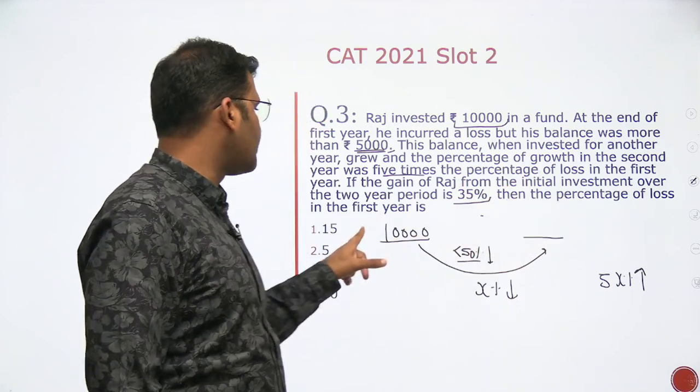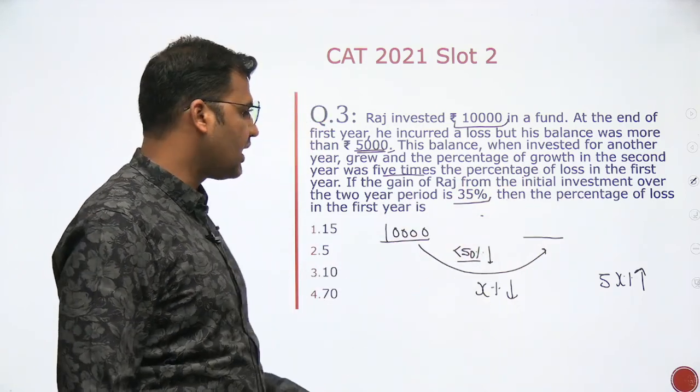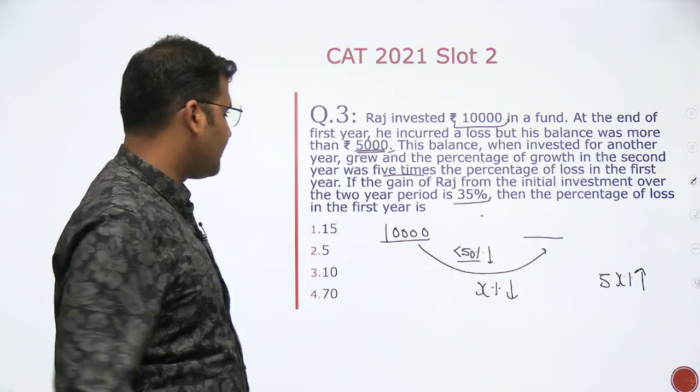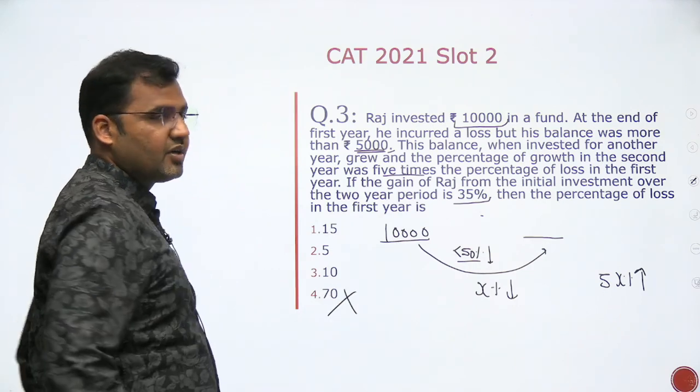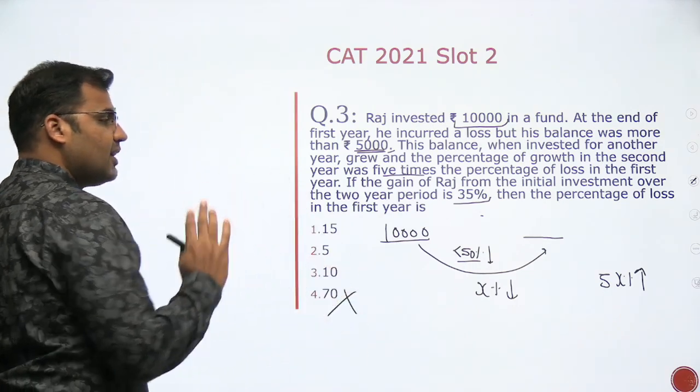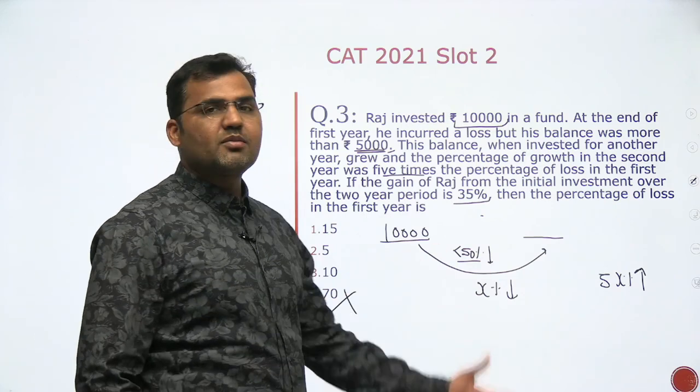Then the percentage of loss in the first year, basically I have to find the value of x. I know that x is less than 50, so this option is straight away eliminated, right? Now this is simple, you do not need to form any quadratic equation here.